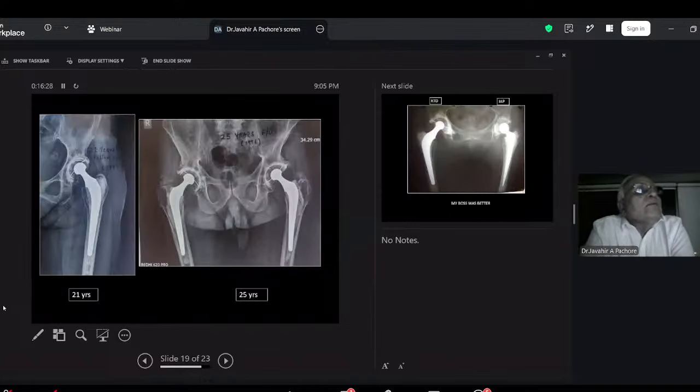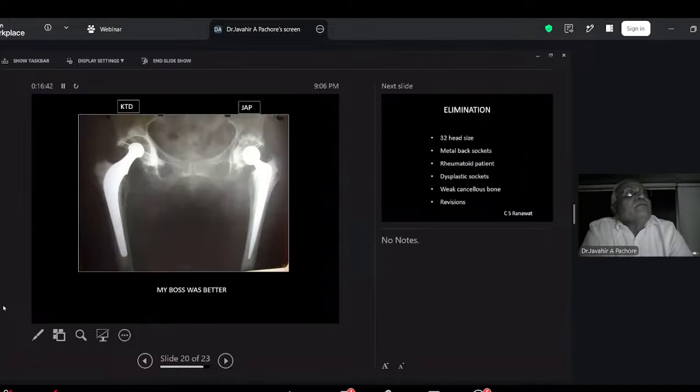So these are some of the examples. From my colleague Dr. Vikram Shah's unit, I picked up a couple of cases. You can see this 21-year follow-up and 25-year follow-up of the cemented Charnley hip. There's hardly any wear on that side.